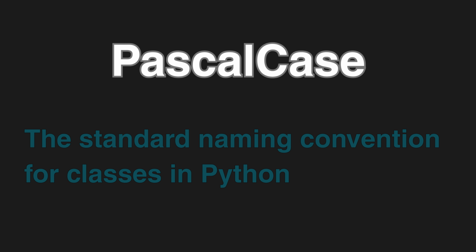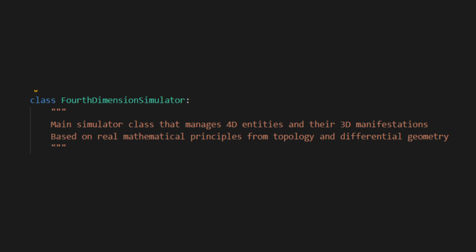This is a standard naming convention for classes in Python, not for functions, but for classes. You'll see this pattern everywhere in professional Python code. Classes always use Pascal case. It's a visual signal that says this is a class blueprint, not a regular function or variable. And notice that colon at the end. The colon tells Python everything that comes after this, indented underneath, belongs to this class. It's like opening a container. The colon opens it, and everything indented inside becomes part of that class.